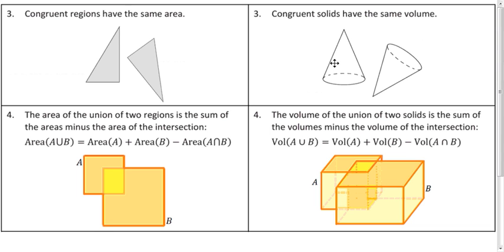If we have congruent solids, they have the same volume. If we have overlapping solids, to figure out the volume of the union, so if you put them together, you calculate the volume of each piece and subtract the intersection where they overlap. So volume of A plus the volume of B minus the volume of this rectangular prism in the middle.